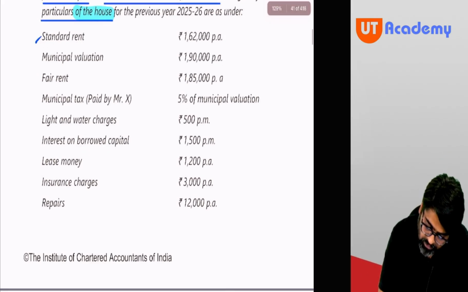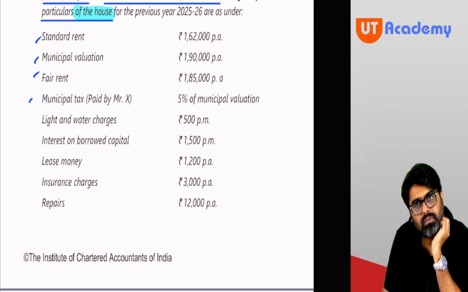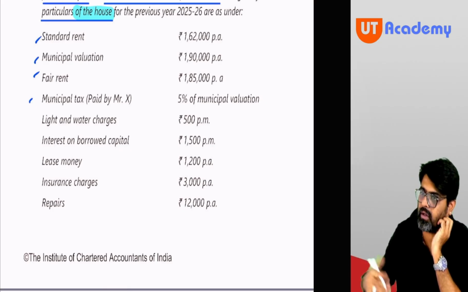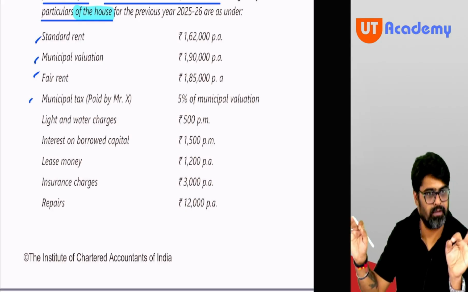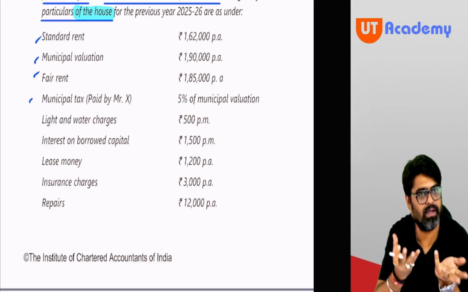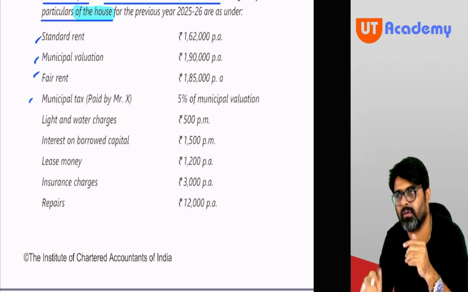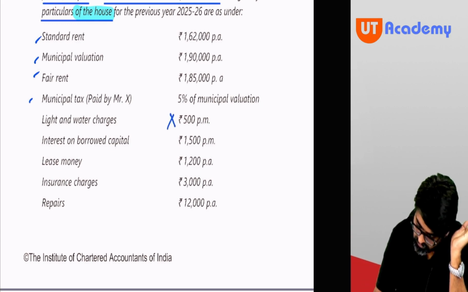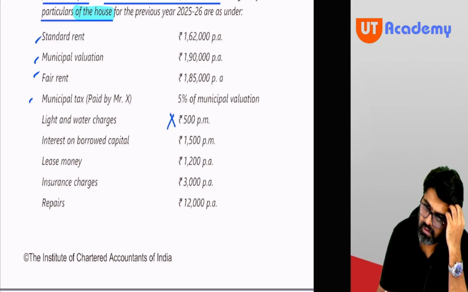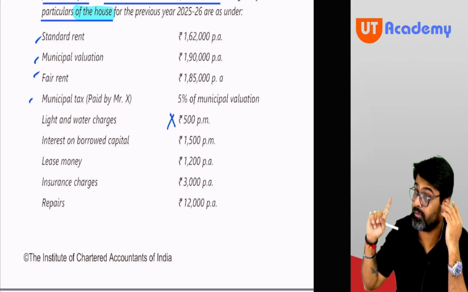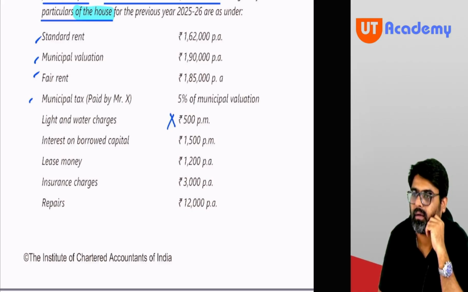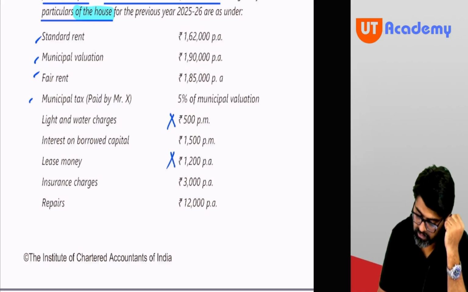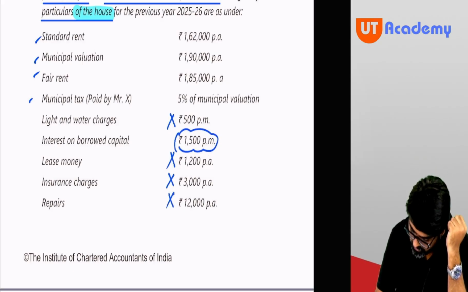Yes or no? Municipal value is given, fair rent is also given, then municipal tax is also given, light and water charges. Is it your income or your expense? All the expenses are covered by 30%. Standard deduction will be allowed separately or will not be allowed? I will have to ignore this 500. Interest on borrowed capital, ignore, or will consider 24B, yes or no? Lease money, ignore, because this is also an expense. Insurance charges, ignore. Repairs, ignore. So only this will be considered, yes or no?